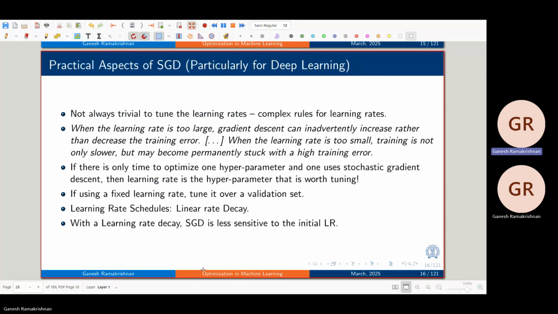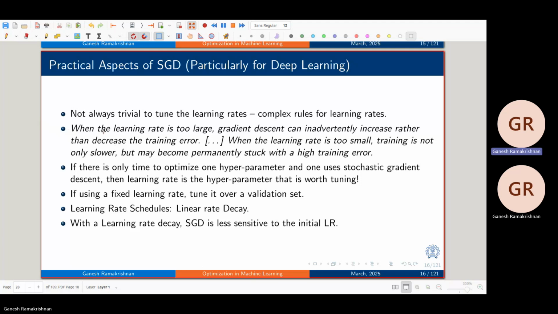Okay. Now, probably the last slide before I move to the learning rate tuning itself. The learning rate tuning is not at all trivial. Complex rules exist, many of them based on empirical observations. For example, when the learning rate is too large, the gradient descent can inadvertently increase rather than decrease the training error, because we're not dealing with descent anymore, right? So the step is not in a descent direction. So a large learning rate becomes even more suicidal, right? Because you have just one point or maybe a mini batch which is trying to represent the entire collection of points.